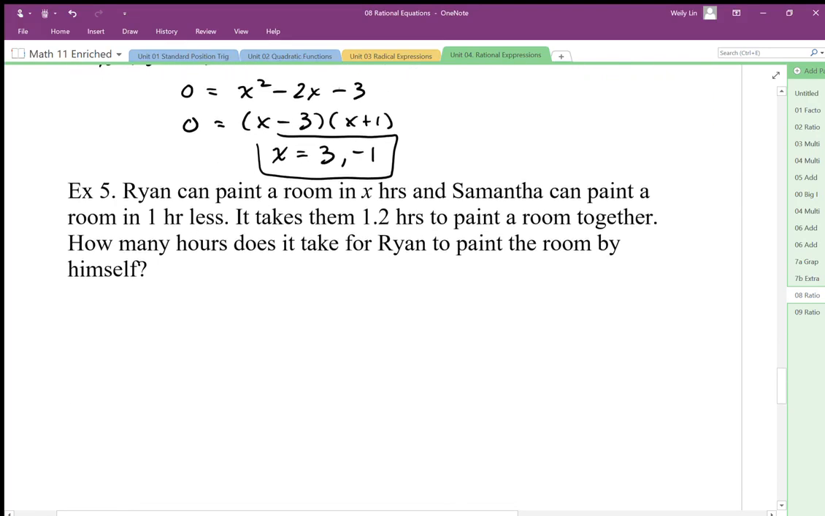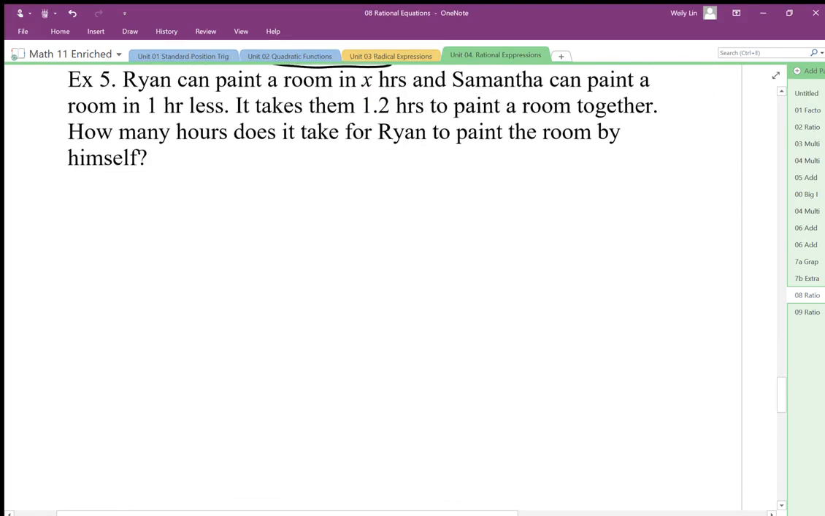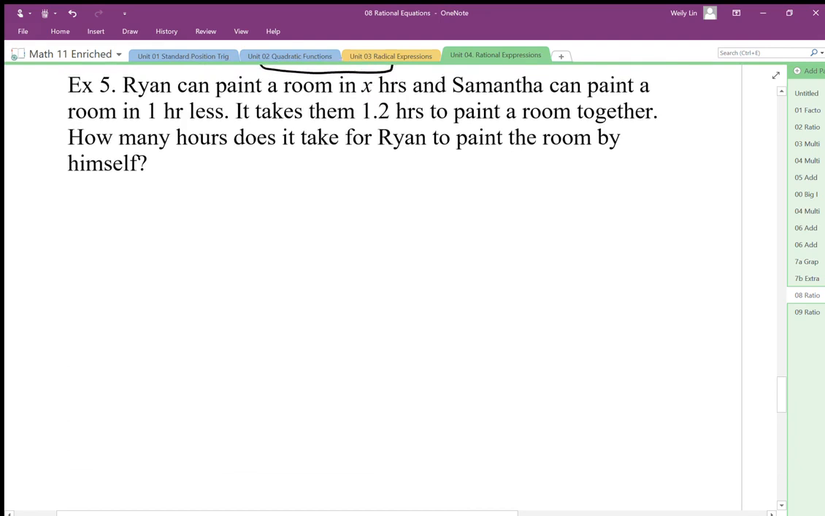So there are some rational situations which we can solve using rational equations. When we talk about rational problems, usually we're talking about some kind of rate problem. For example, velocity is often a rate problem. Here we have a person who can paint a room. Ryan can paint a room in X hours, and Samantha can paint the same room in 1 hour less. So she's faster. It takes them 1.2 hours to paint the room together. How many hours does it take for Ryan to paint the room by himself?